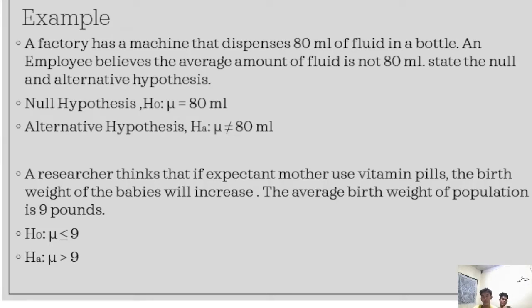Now, sa example 2, a researcher thinks that if expectant mothers use vitamin pills, the birth weight of the babies will increase. The average birth weight of the population is 9 pounds. Yung null hypothesis natin is mu is less than or equal to 9. At yung alternative hypothesis natin is mu is greater than 9.